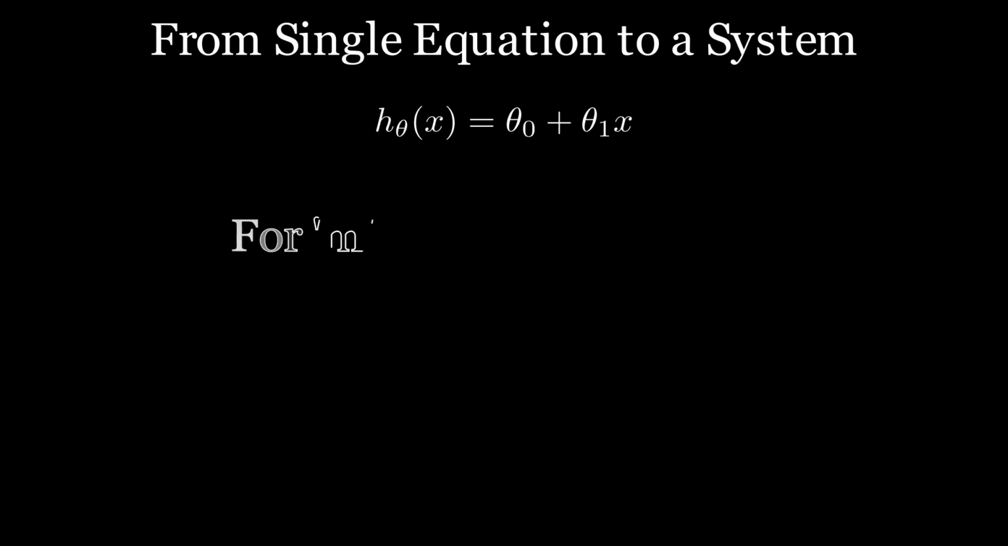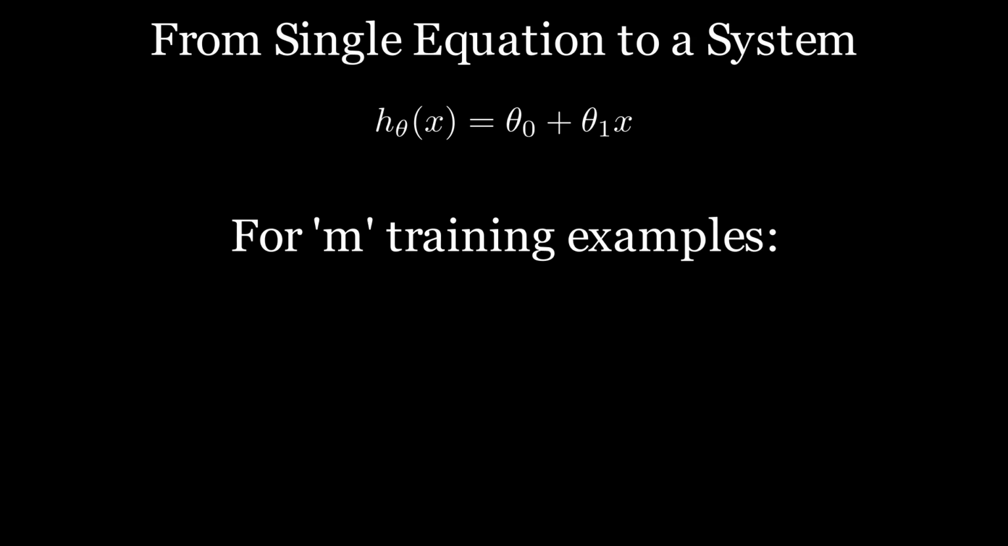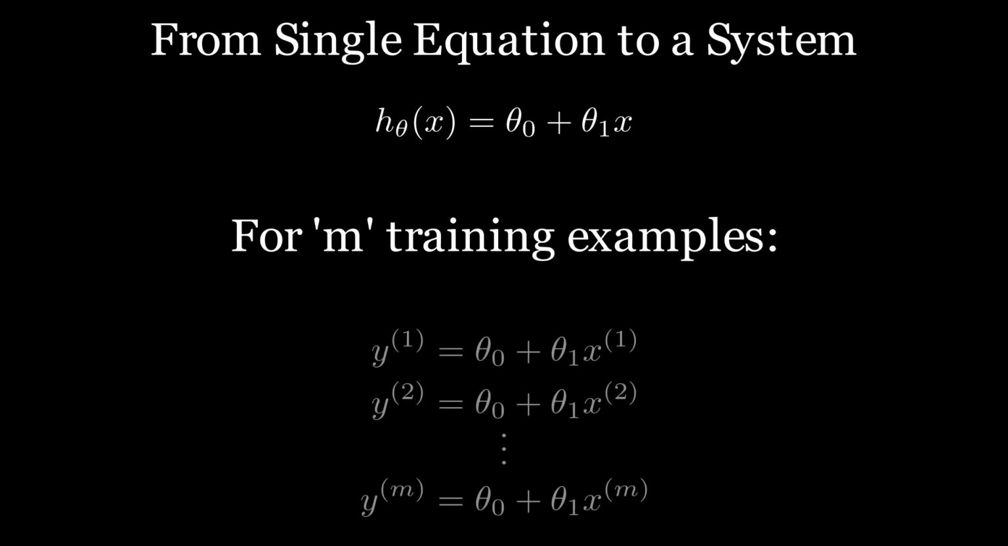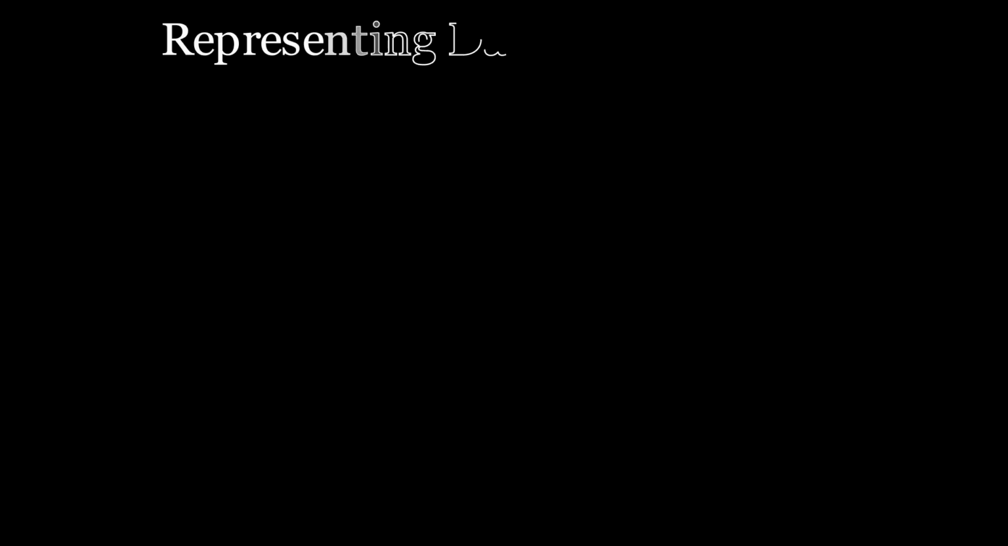our data. Now, imagine we have a data set with m training examples. For each example, we have a feature x and a target value y. This means we have a system of m equations. Writing out all these equations is tedious and inefficient. This is where matrices come to the rescue. We can represent this entire system of equations compactly using matrices and vectors.